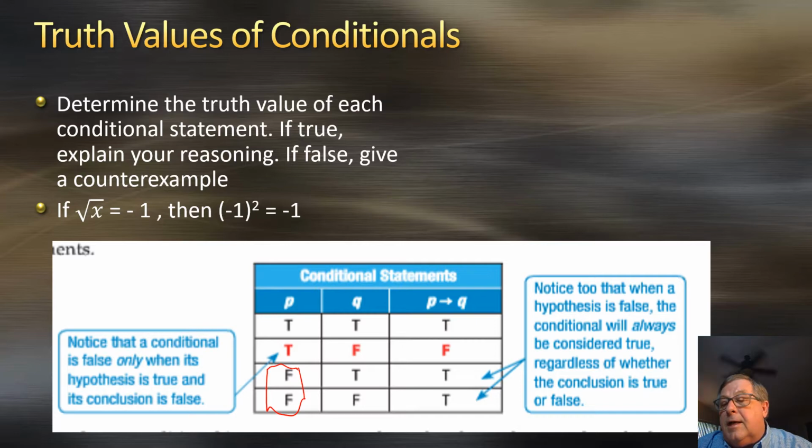But let's go ahead and look then at the conclusion. Then -1 squared equals -1. Well, I know that to be false too. Negative 1 squared is positive 1, not negative 1. And so since, here we are in bizarro land, both the hypothesis and the conclusion are false, guess what? We consider the conditional to be true.